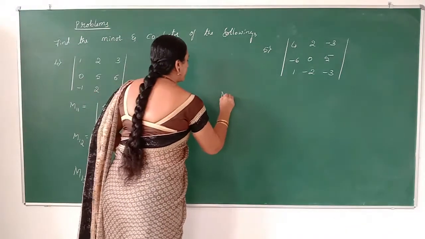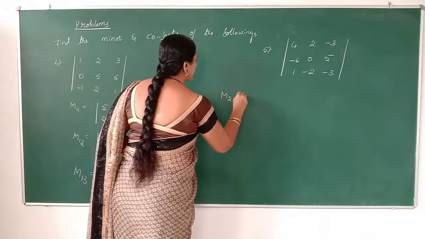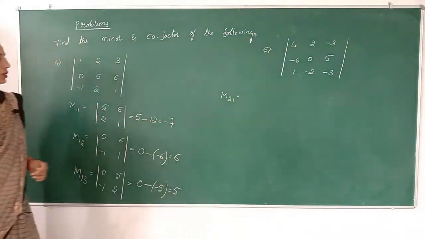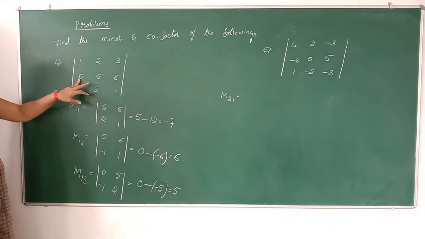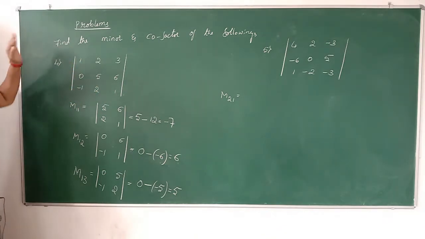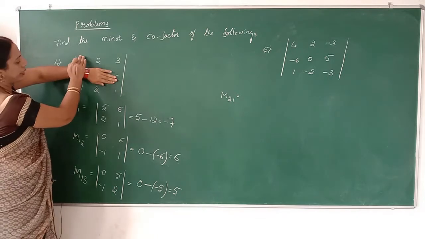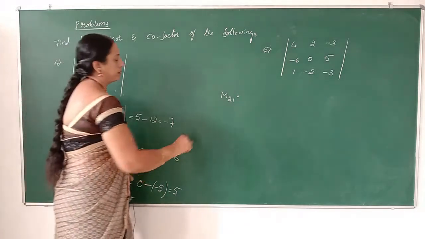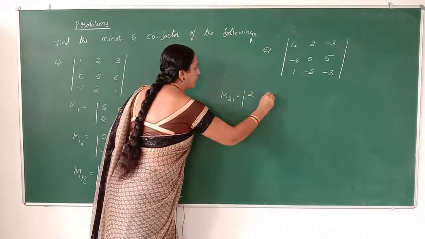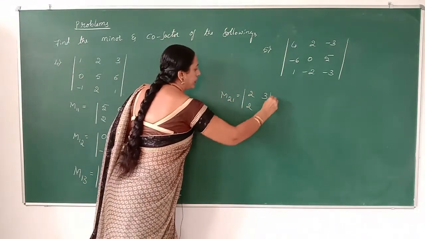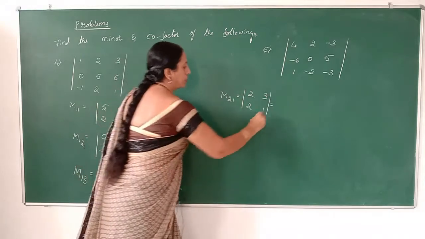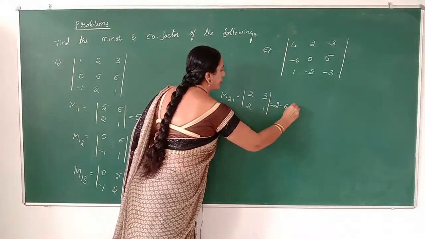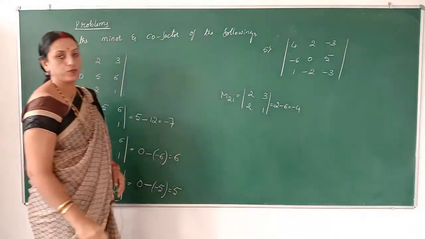Next is M21, the minor of M21. M21 means the element of the second row, first column, and these elements are neglected and the remaining are 2, 3, 2, 1. And these are simplified: 2 minus 6 will be equal to minus 4.